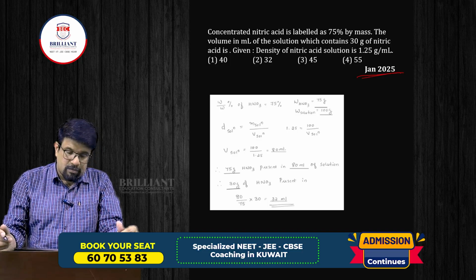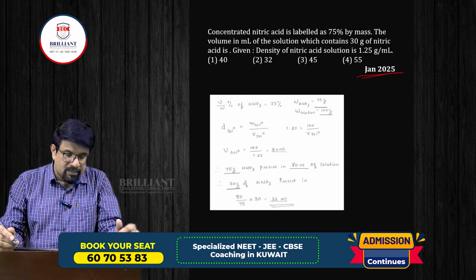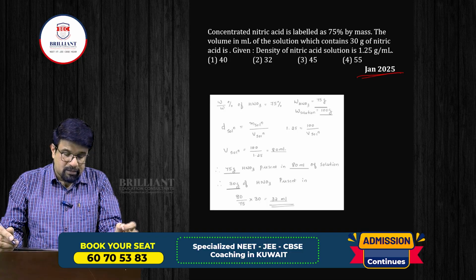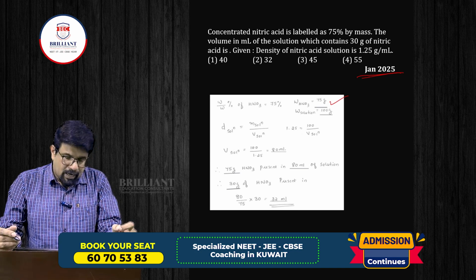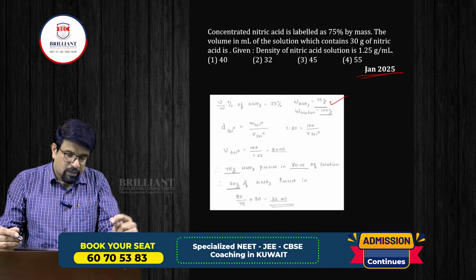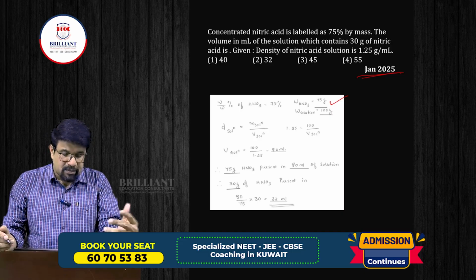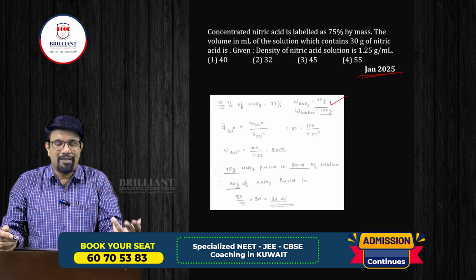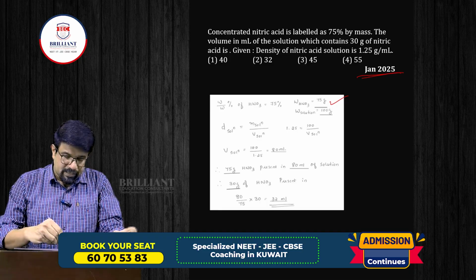Here the concentration is given as 75%, that is mass by mass. So the mass of HNO3 is 75, and the mass of the solution is 100. Then the density of the solution, how can we calculate density? Mass divided by volume. Here the density is 1.25 and the solution mass is 100. So volume is 100 divided by 1.25, so it is 80 ml.